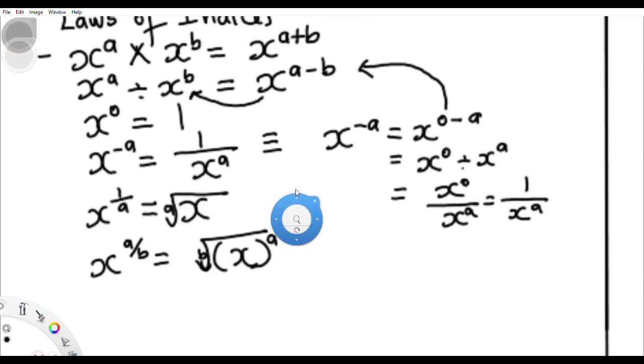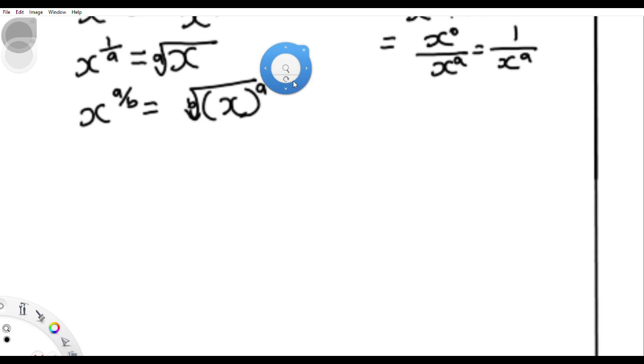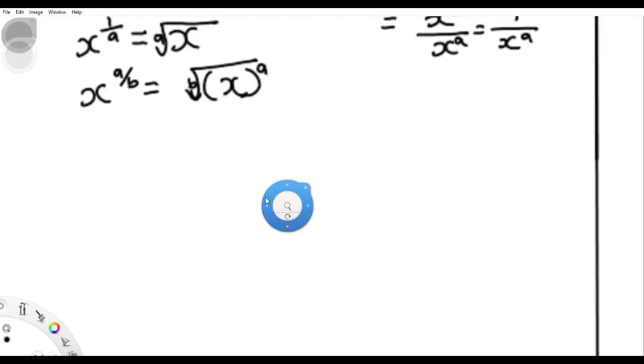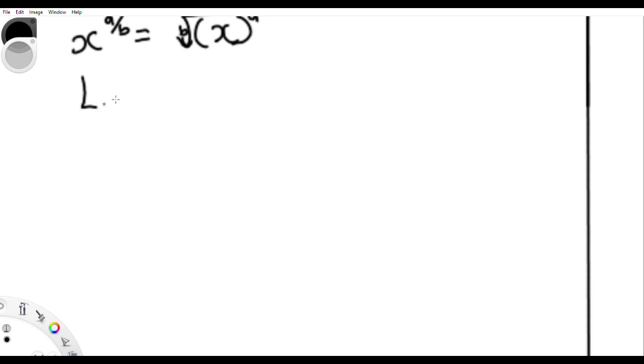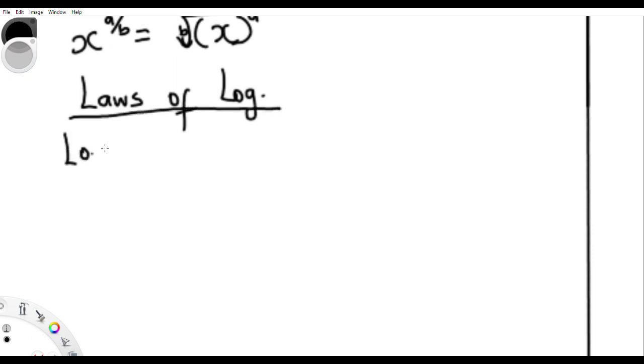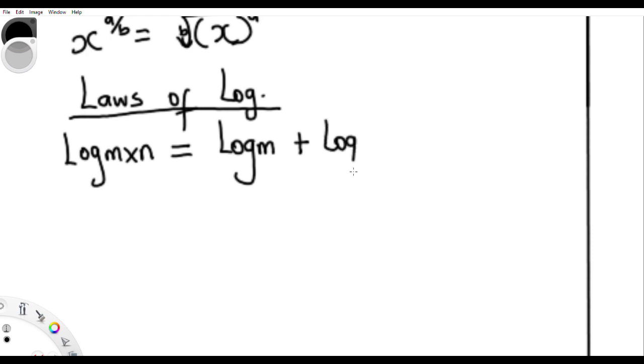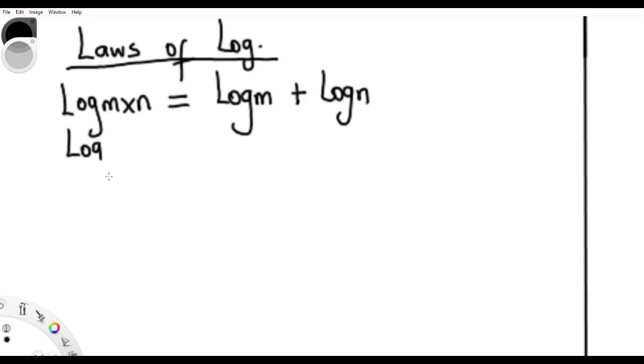And likewise, let's quickly remind ourselves on logarithm, the laws of logarithm. First one, we have log of m times n to be log m plus log n. We also have log of m divided by n to be log m minus log n.